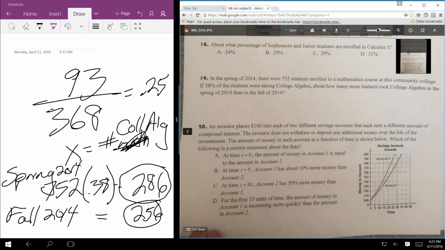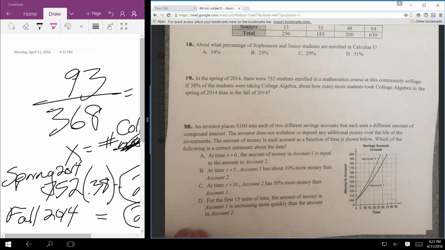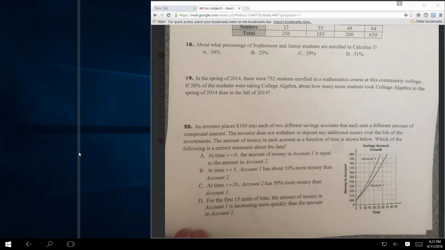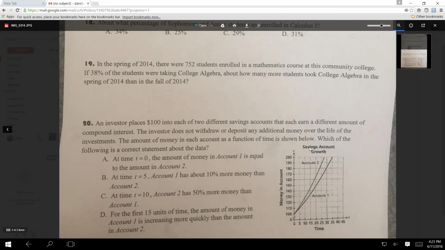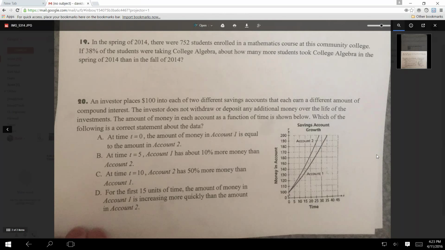Okay, let me blow this one up a little bit. In fact, I don't think I'm going to need to write much here. Just make sure we can see it. All right.